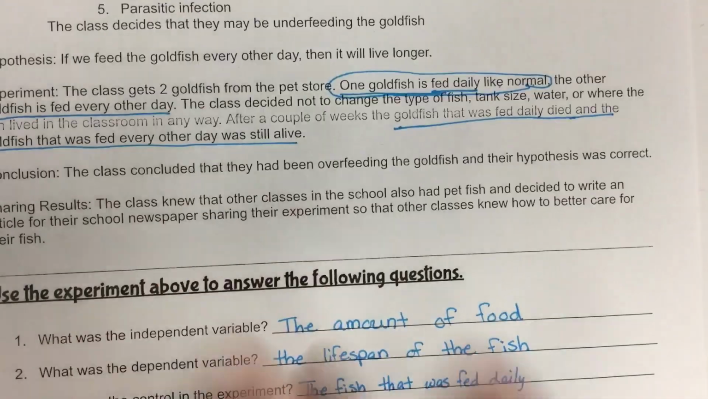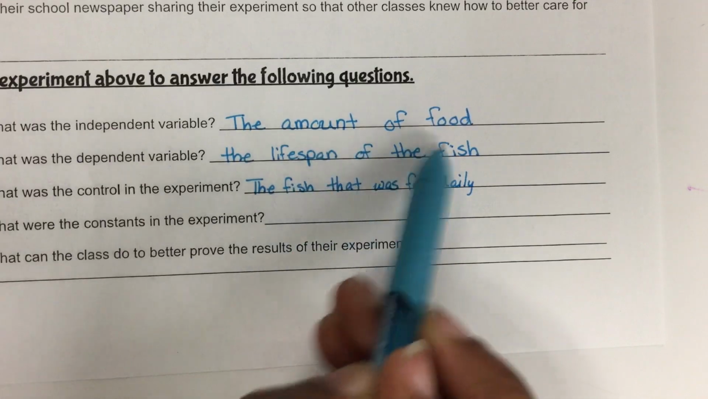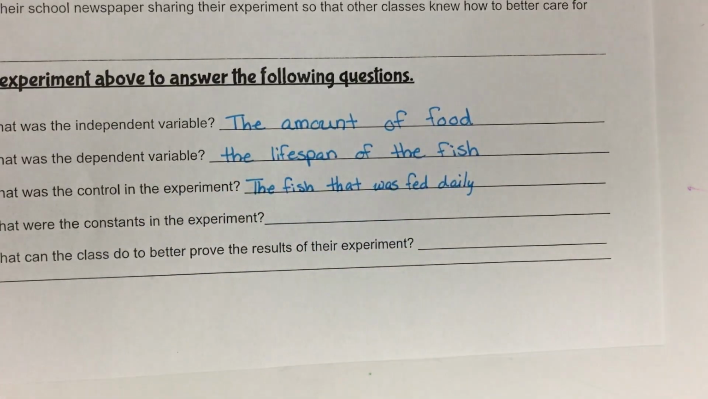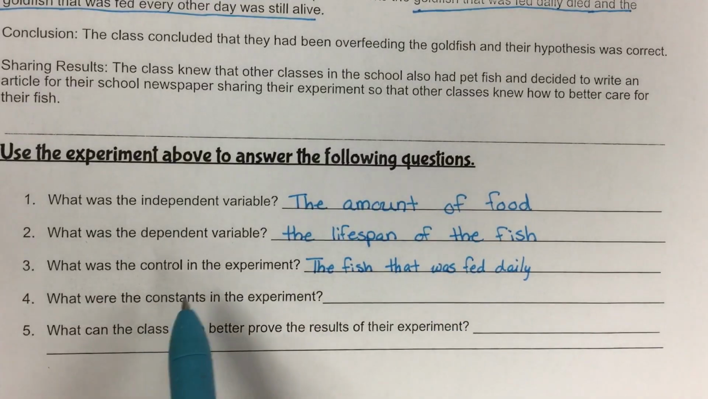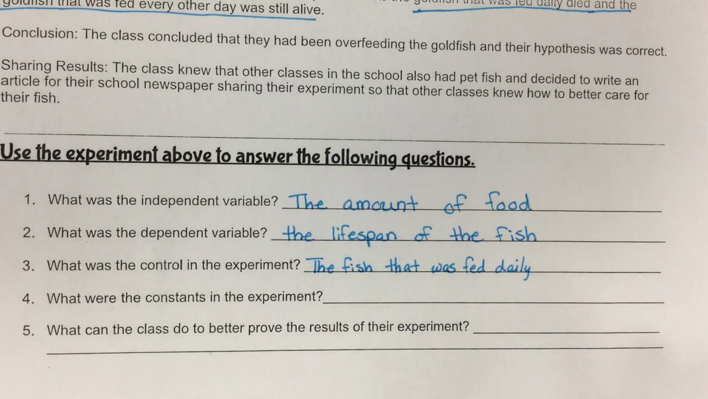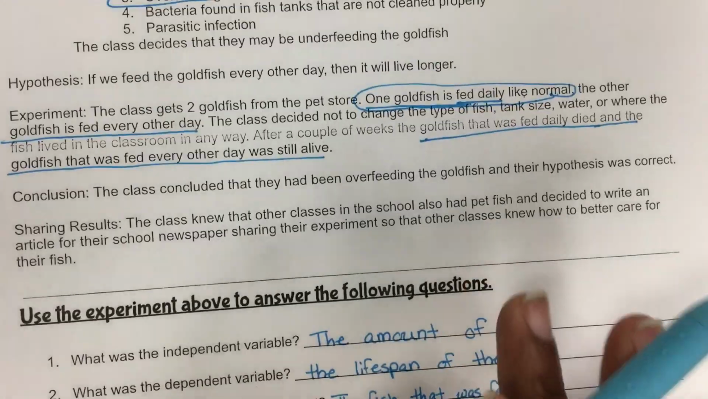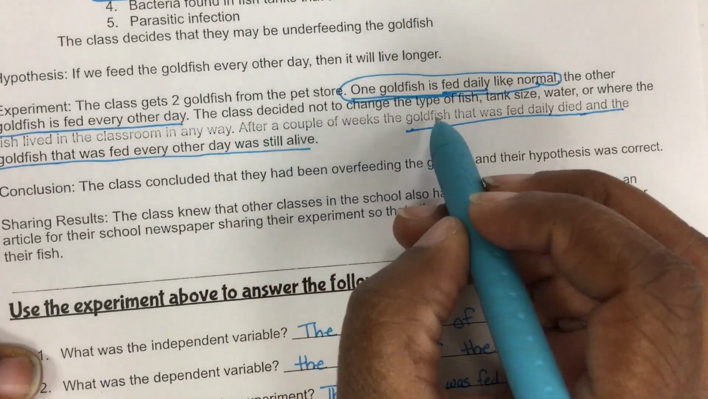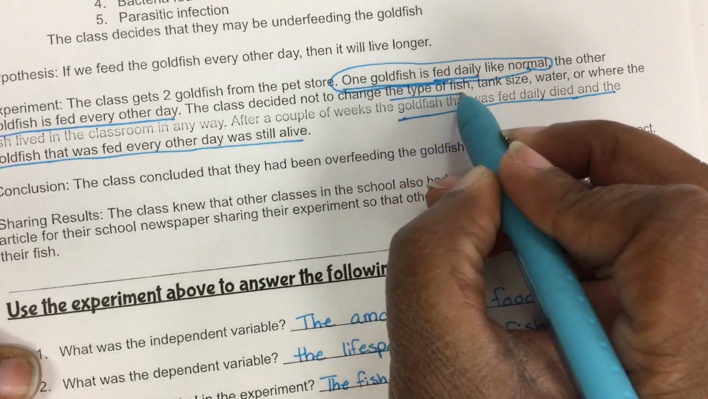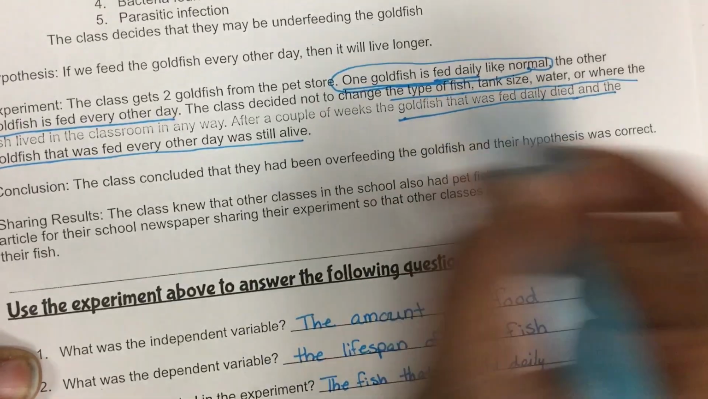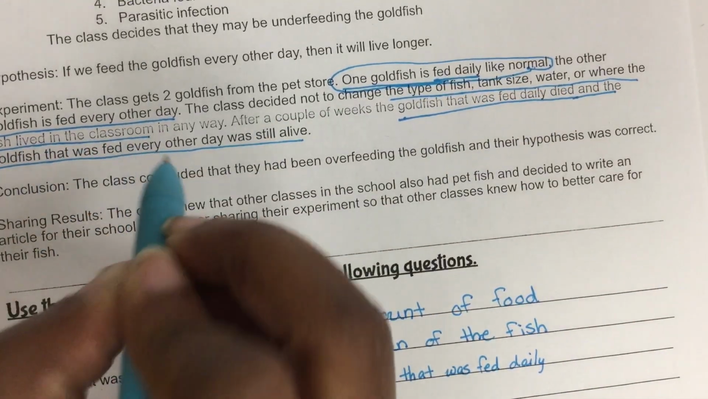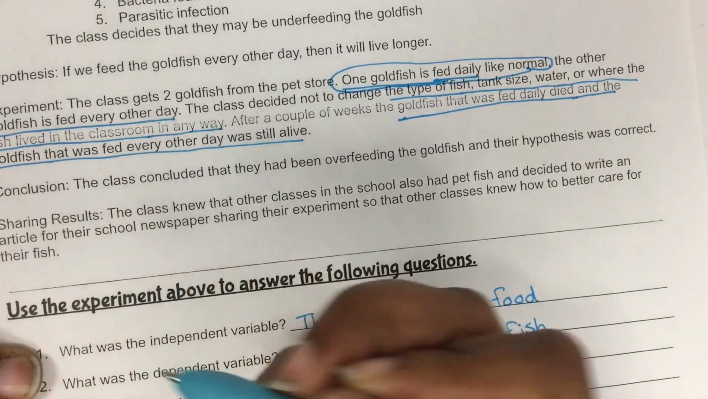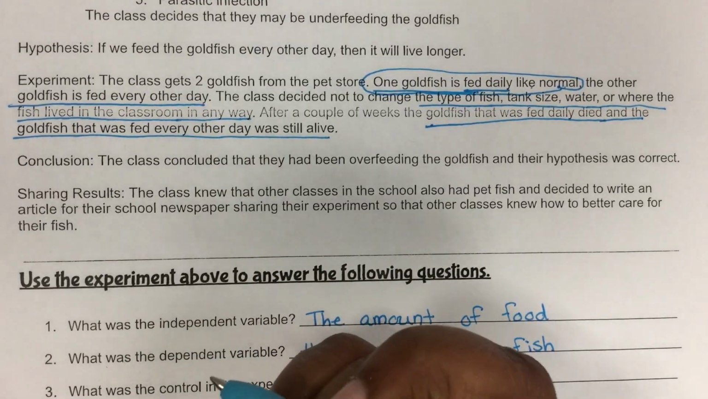After we changed how often the fish was fed, or the amount of food the fish got, we need to look at our constants next. These are the things that stayed the same in the experiment after we changed our independent variable. If we look in our experiment once again, it says the class decided not to change the type of fish, the tank size, water, or where the fish lived in the classroom in any way. These are our constants. These are the things that we kept the same.